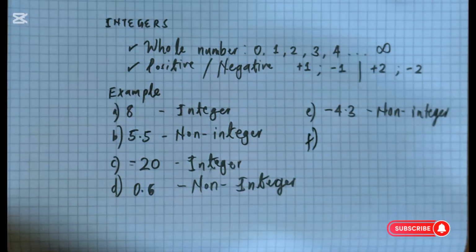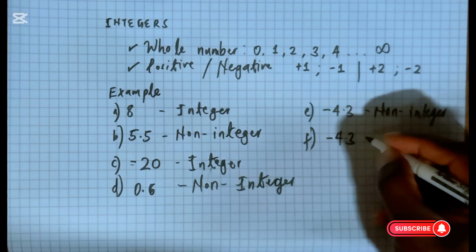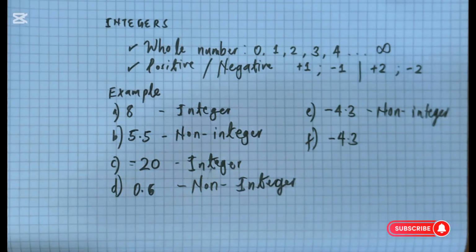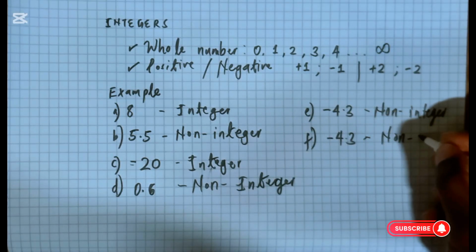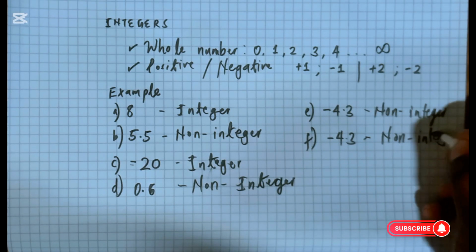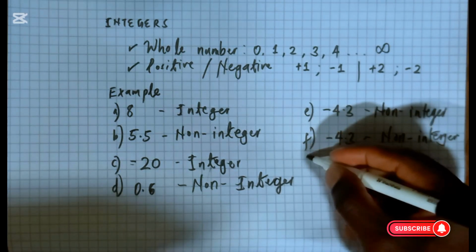Let's look at another one. We are having f, negative 4.3. Negative 4.3 is also going to be a non-integer. Same reason, decimal fraction. So this here, when classified, is going to be a non-integer.